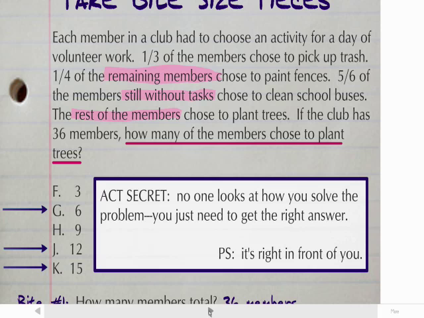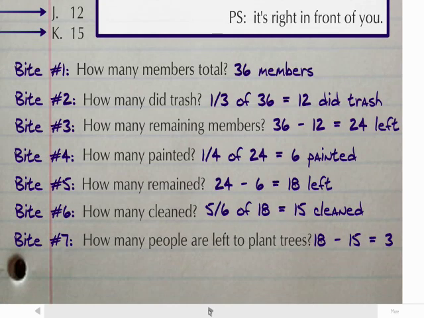So, how many members chose to plant the trees? Let's find out. Let's take it by bites. How many members were total? Bite 1. How many members total? There were 36 members. Bite number 2. How many did trash? 1/3 of 36, which equals 12. 12 did trash. Bite number 3.